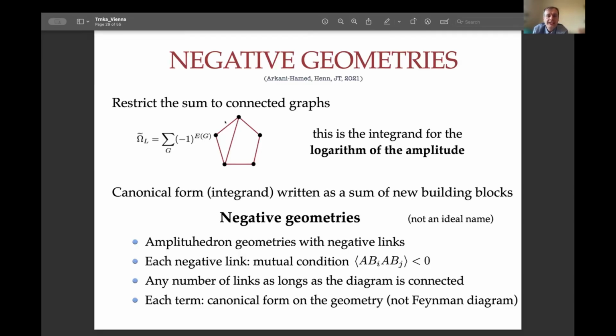So here there is a hierarchy, which will be important just in a second, when some graphs have a smaller number of links, some graphs have a bigger number of links, and there is a graph which has all links. And this will be as complicated as the amplituhedron itself, and the integrand will be as complicated as the integrand for the amplitude. But there are these simpler objects as well in the sum. Now, know that each term is a canonical form on the geometry, and this is not a Feynman diagram, but we can still think about this representation as expanding the integrand in terms of some objects, some building blocks. So this is how we will think about it also later.